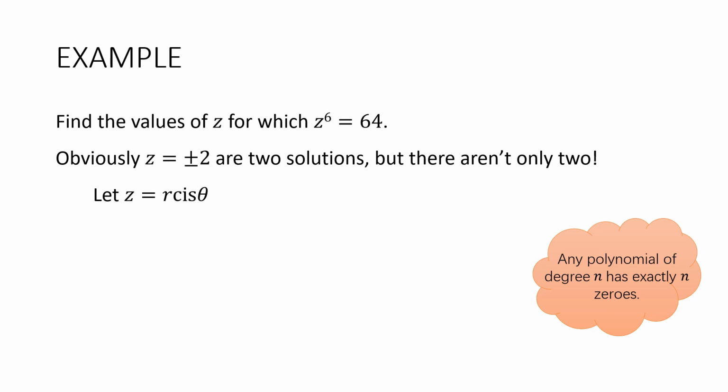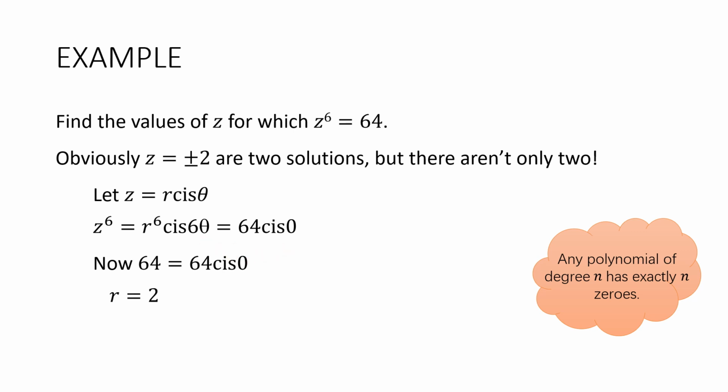Let's start by letting z equal r cis theta. And we're going to substitute that into here. We get r to the power of 6, cis 6 theta is equal to 64. But 64 is equal to 64 cis 0. So let's put 64 cis 0 on this side. Now we're going to equate moduluses and arguments. r is obviously 2, and 6 theta will be equal to 0 plus 2k pi for k equals 0, plus or minus 1, plus or minus 2, and 3.